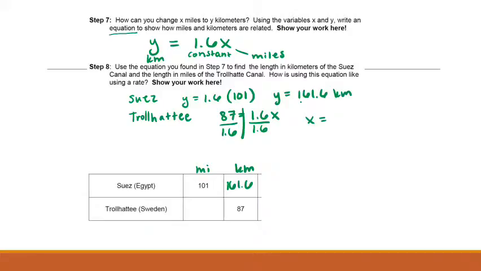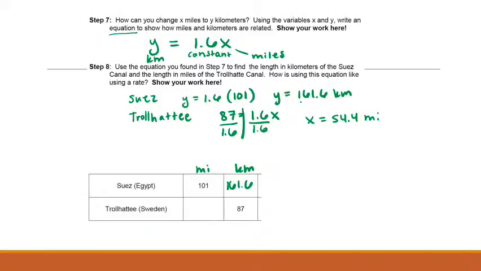and in that case you would have x would equal 87 divided by 1 6/10, and we would have about 54 4/10 if we rounded it. And so again, 54 4/10 of a mile.